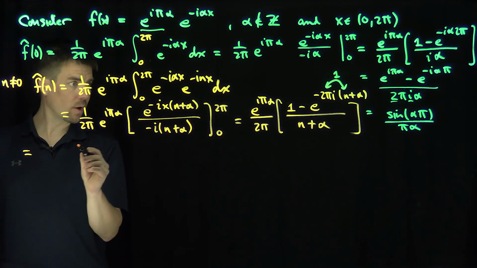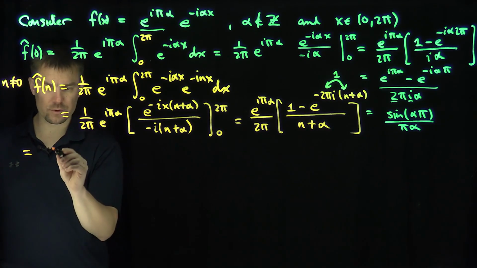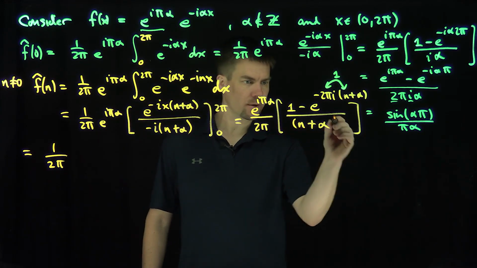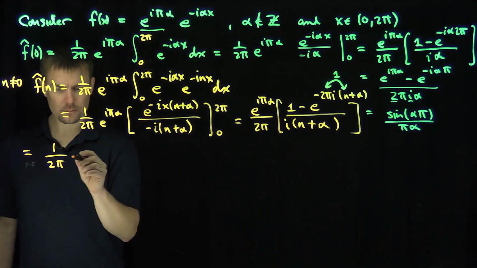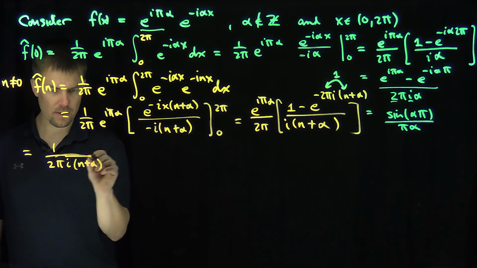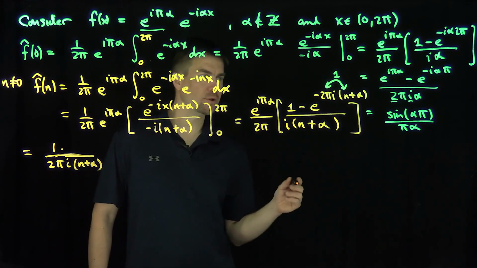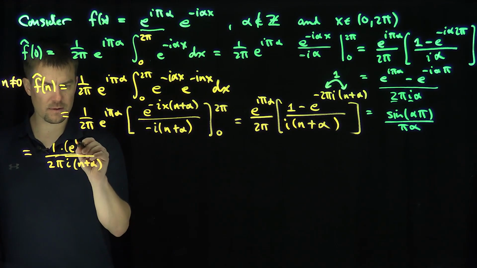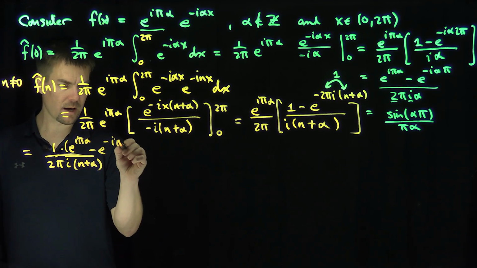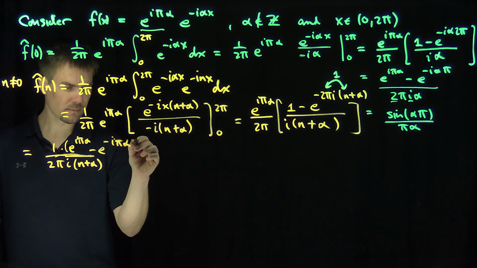So this is going to be equal to a 1 over 2 pi, and then I need an i in the denominator over here as well. So we need an i, and then n plus alpha. And then what goes on top is just going to be e to the i pi alpha minus e to the minus i pi alpha.